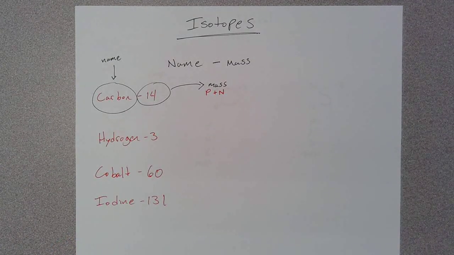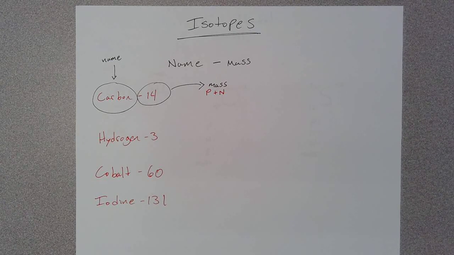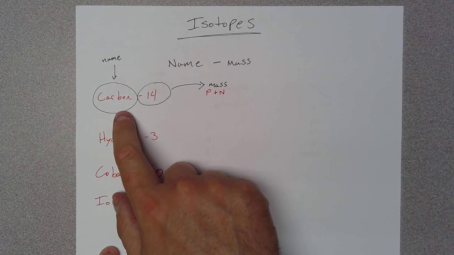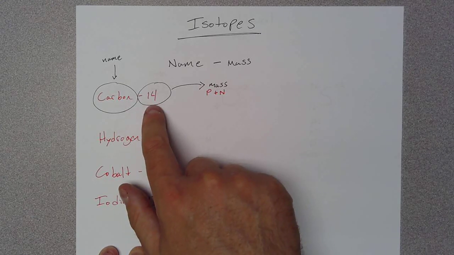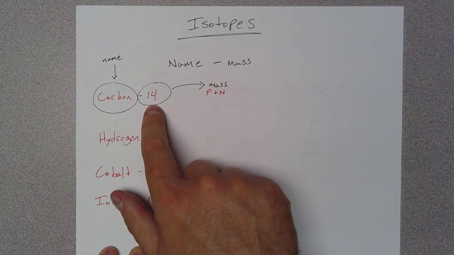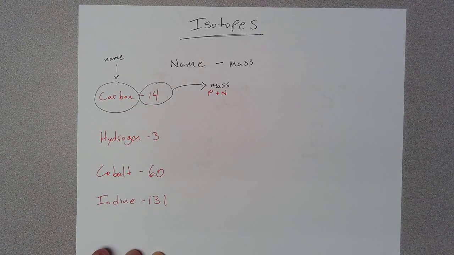So isotopes are written in this way. We'll commonly call it like hydrogen 3, and it's telling you the mass. So it's the protons plus neutrons. Hydrogen has 1 proton. So if the total mass is 3, then it must have 2 neutrons contributing to that. Carbon 14, carbon has 6 protons. So therefore, with carbon 14, there must be 8 neutrons. Protons plus neutrons is what's going to equal your mass.